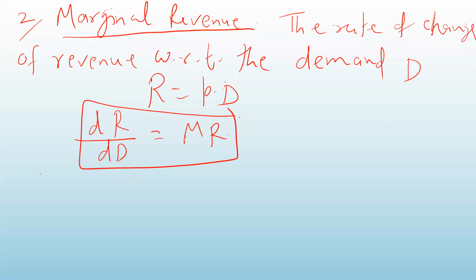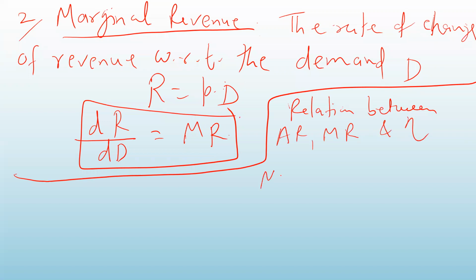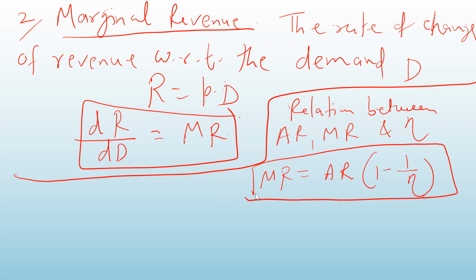Here I can write the relation between marginal revenue, average revenue, and eta, the elasticity of demand. This is given by: marginal revenue is equal to average revenue into 1 minus 1 upon eta. This is the relation between marginal revenue, average revenue, and elasticity of demand.